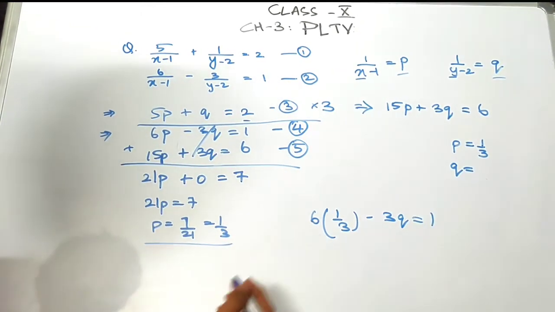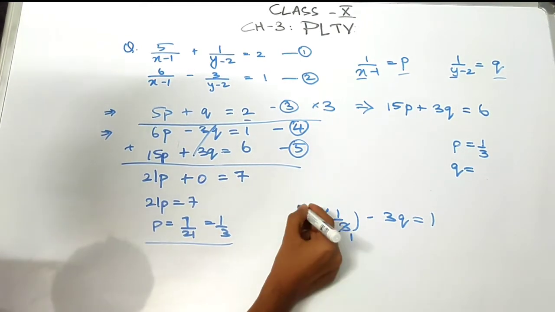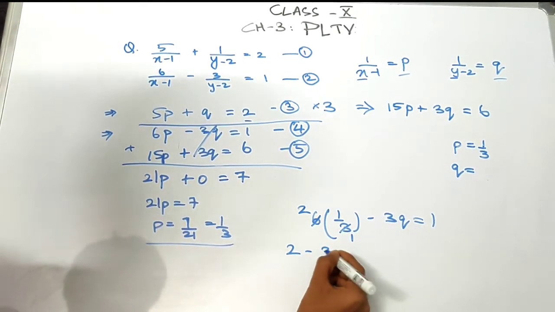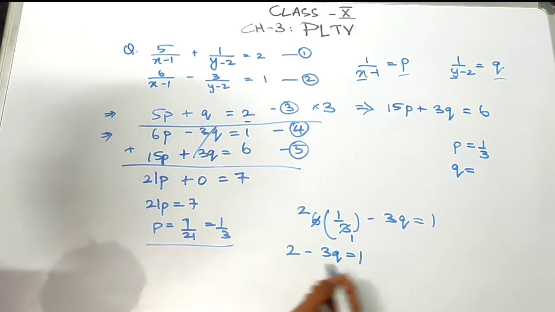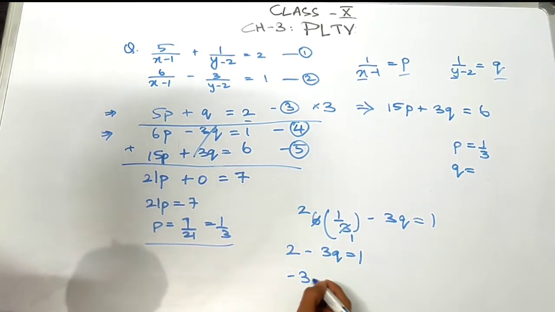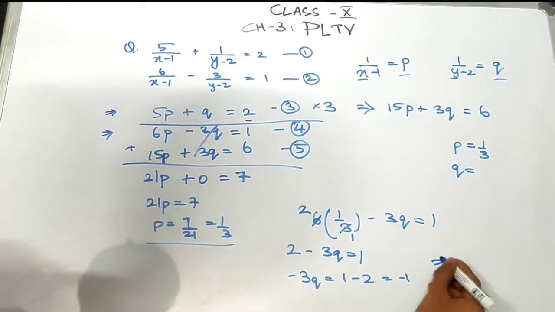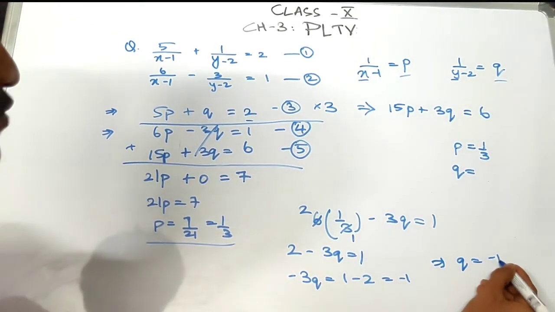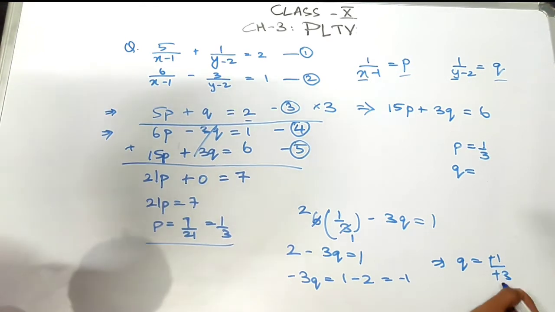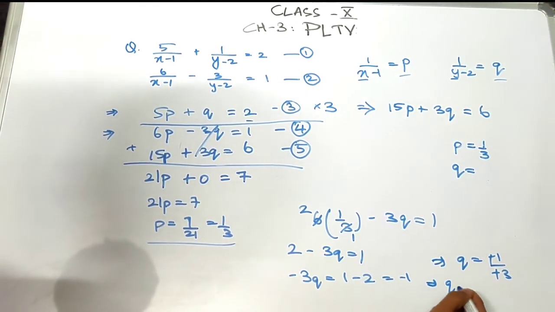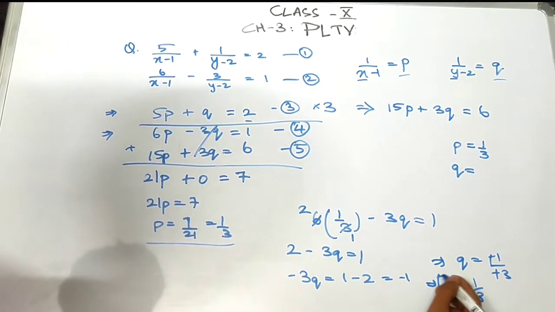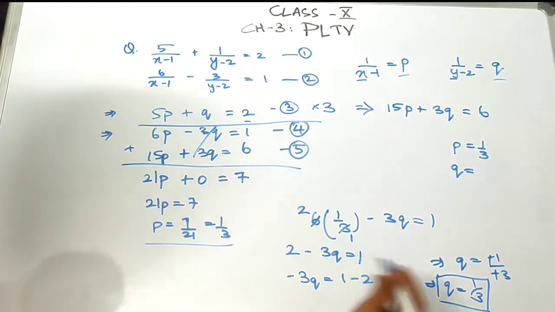Now I have to find the value of q. I can cancel these out. 3 1s are 3, 3 2s are 6. So 2 minus 3q equals 1. I can bring 2 to the other side. Minus 3q equals 1 minus 2, which is equal to minus 1. Hence q is equal to minus 1 by minus 3. Cancelling the negative signs out, q equals 1 by 3. So now we get both the values of p and q as 1 by 3 and 1 by 3.